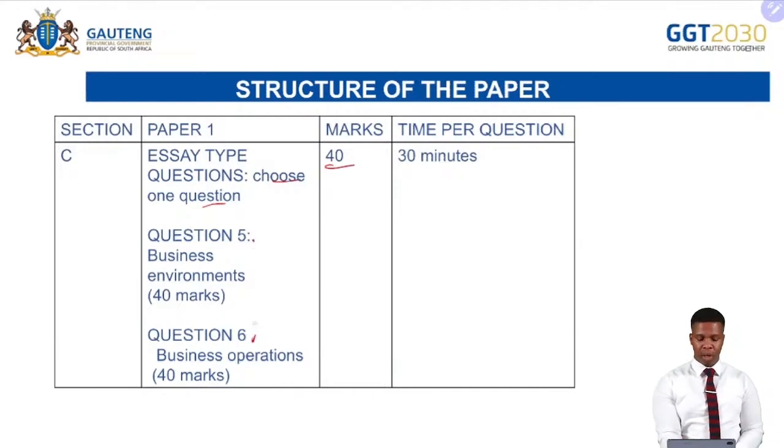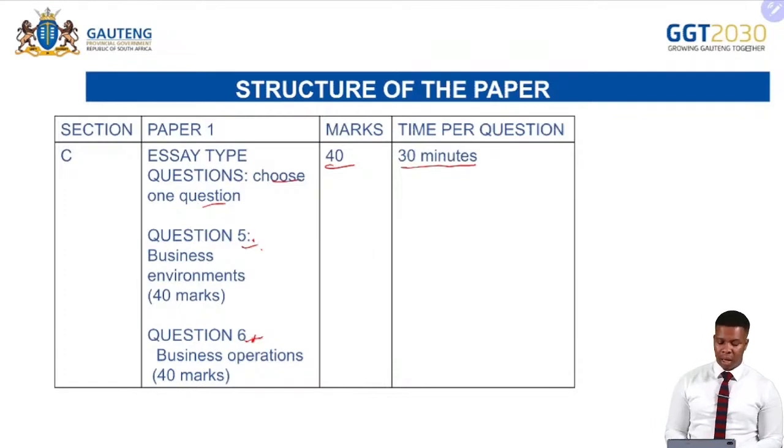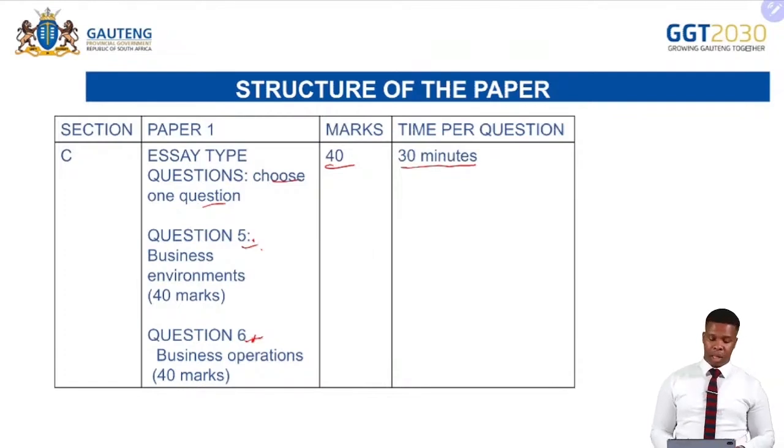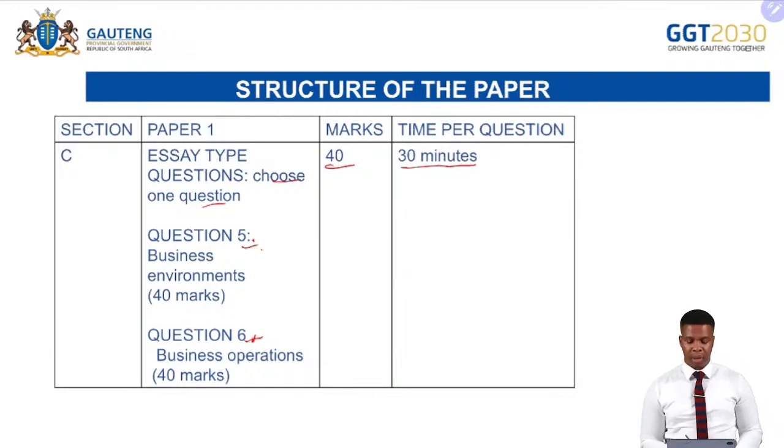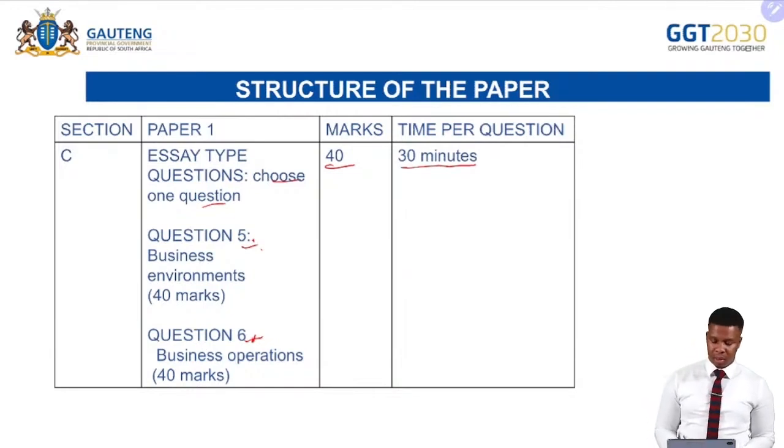So you choose only one question between question 5 and question 6. And then the time allocated for you to complete your essay is 30 minutes. So that is the structure of your paper. Section A is 30, then section B is 80, because you have to choose 2 questions between the 3 that would be there. And then section C is 40 marks, because there you have to choose one essay question which consists of 40 marks, and you should complete that question in 30 minutes.